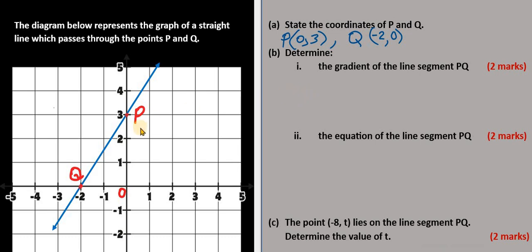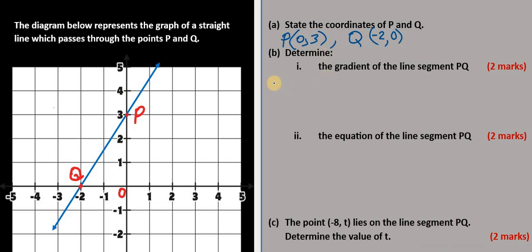And so what do we notice? When a point is found on the y-axis, its x-coordinate is 0. When a point is found on the x-axis, its y-coordinate is 0. Now, part B says, determine the gradient of the line segment PQ. Several ways we could do this. We could use the option of rise over run, or we could use the coordinates and determine the gradient as well. Let's use the coordinates, P and Q.